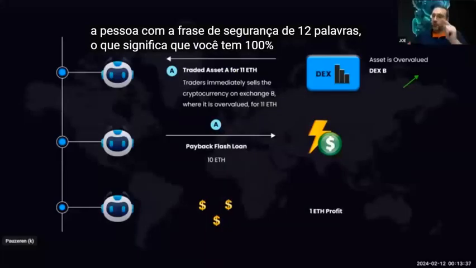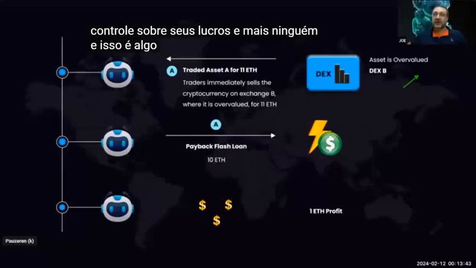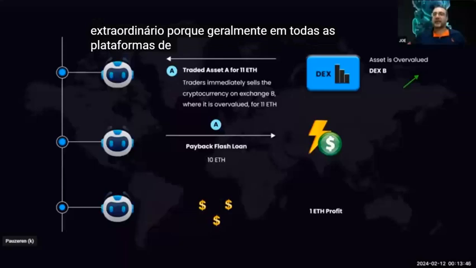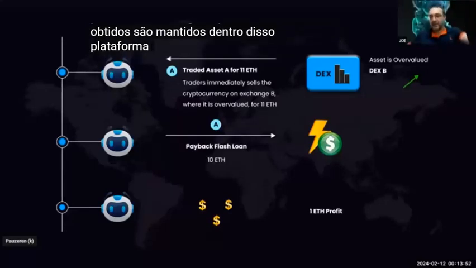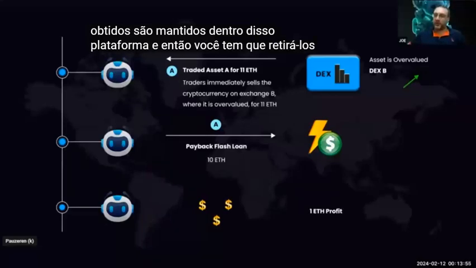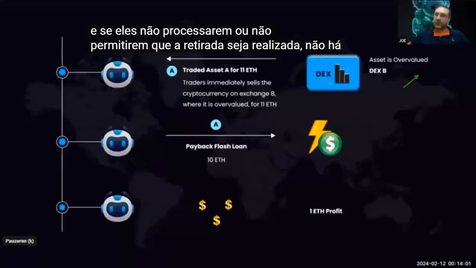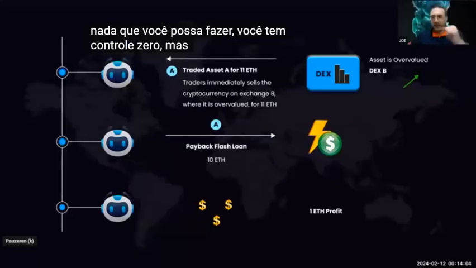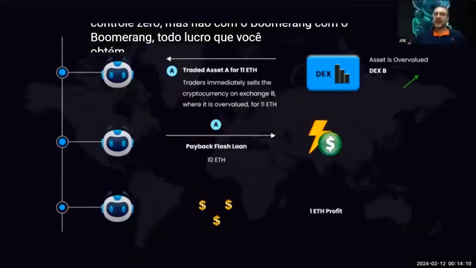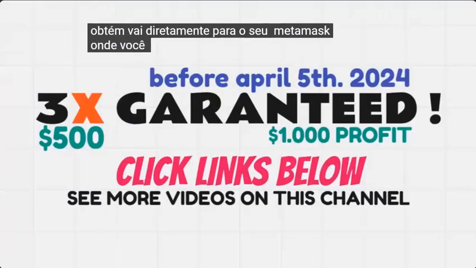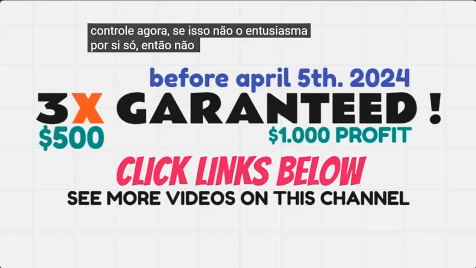So that means that you have 100% control over your profits, nobody else. And that is something quite extraordinary, because on generally all trading platforms, the profits that are gained are held within that platform, and then you have to withdraw them. And if they don't process or don't allow that withdrawal to go through, there's nothing you can do. You have zero control, but not with Boomerang. With Boomerang, every single profit that you make goes directly into your MetaMask where you have control. Now, if that doesn't excite you on its own, then I have no idea what will.